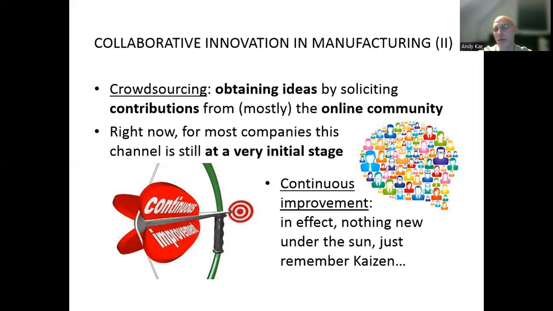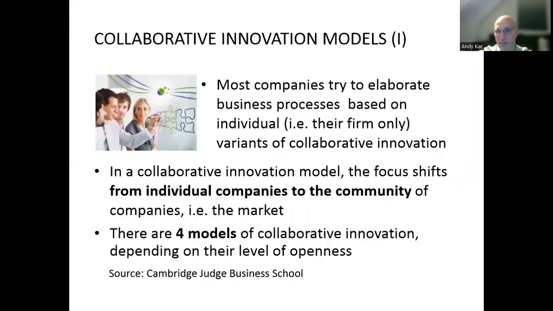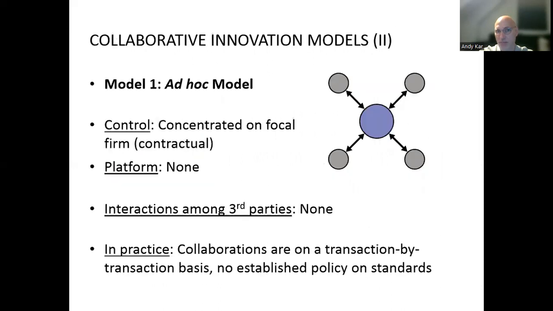Just remember Kaizen. As we have already discussed, Kaizen is a philosophy that started with Toyota and the lean approach in business. Most companies try to elaborate business processes based on individual, for example firm-only, variants of collaborative innovation. In a collaborative innovation model, the focus shifts from individual companies to the community of companies, for example the market. There are 4 models of collaborative innovation, depending on their level of openness.